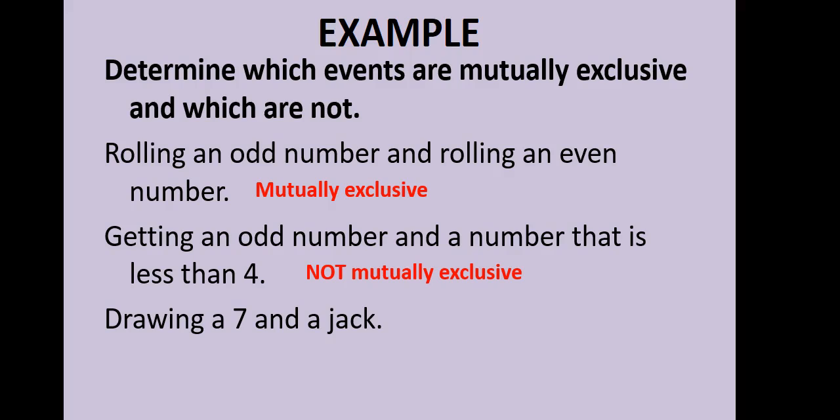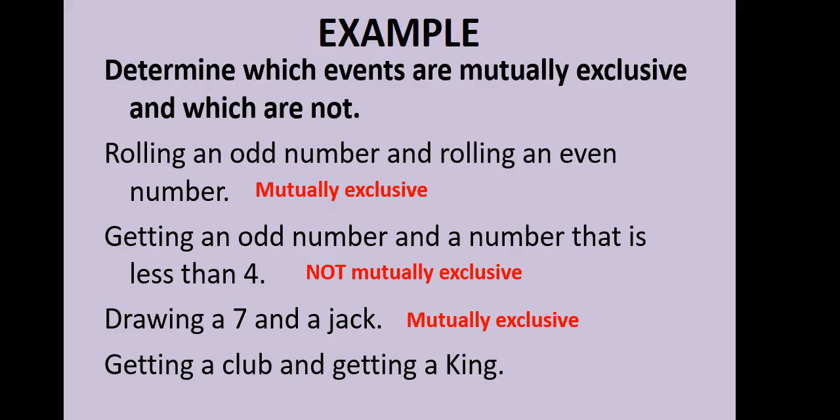What about drawing from a deck of cards and drawing a card that is both a 7 and a jack? In other words, is there a card in a deck of cards that I can draw that is both a 7 and a jack at the same time? And the answer is no. So these would be mutually exclusive events. Mutually meaning working together, exclusive meaning that they don't overlap. There's no overlapping there.